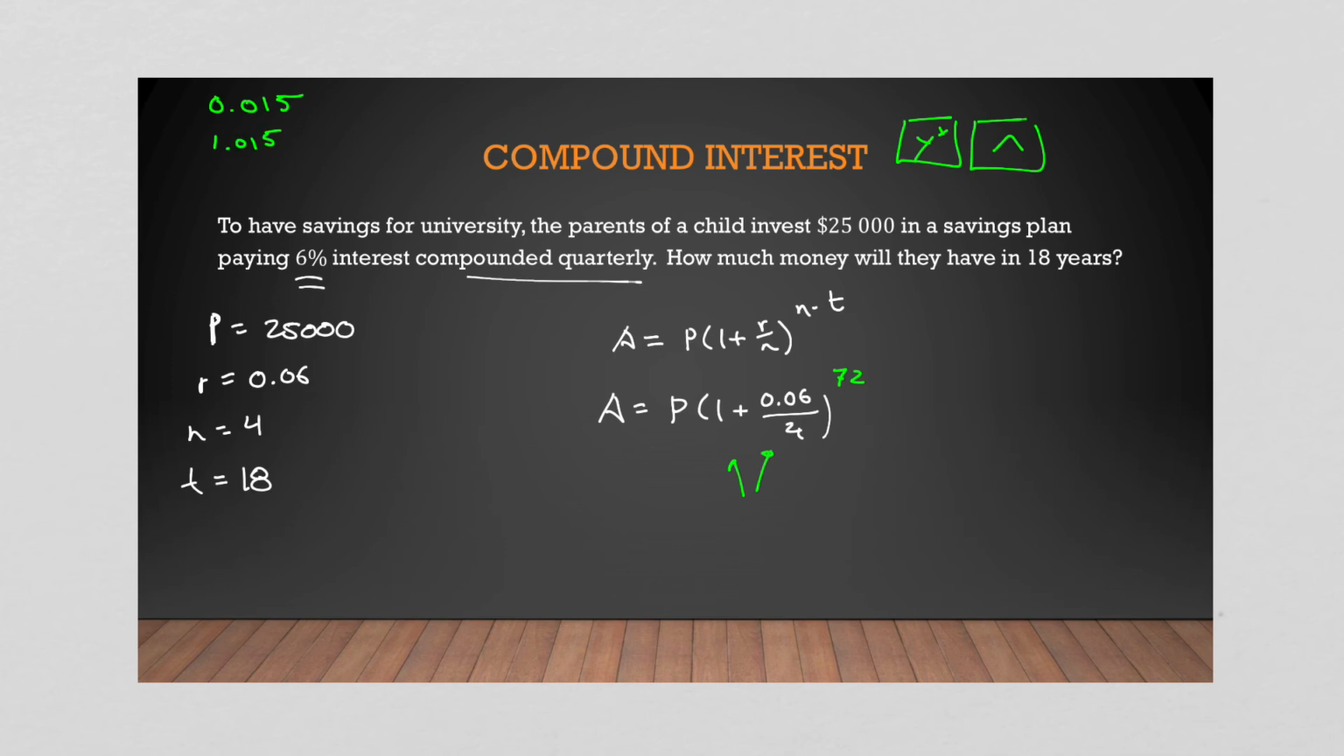And then you hit one of these to-the-power buttons, and you go to the power of 72. And now you have 2.9, and then a whole bunch of decimals. And then right away go times 25,000. Boom, you get an A value of $73,028.95. That is huge. Now that is your amount, so that's how much money they're going to have in 18 years.